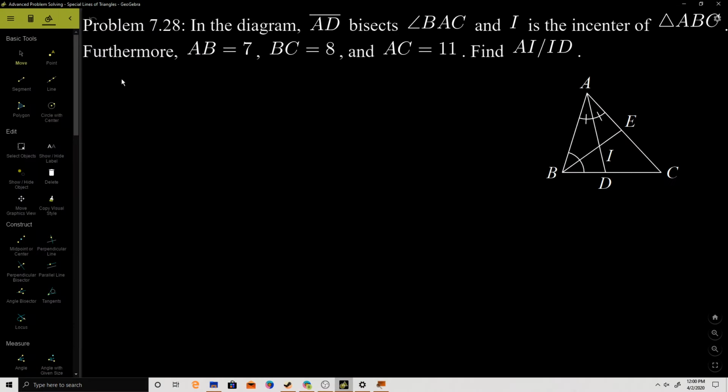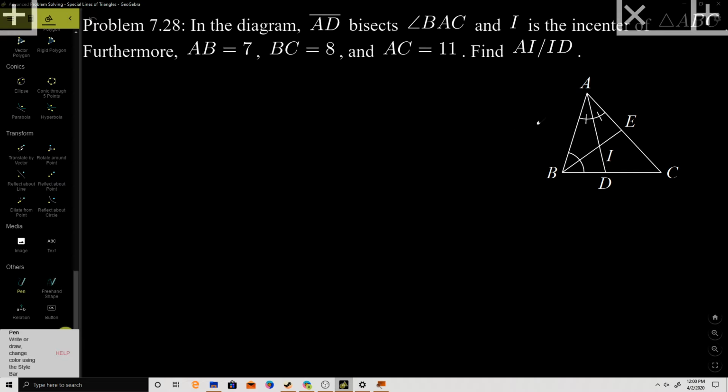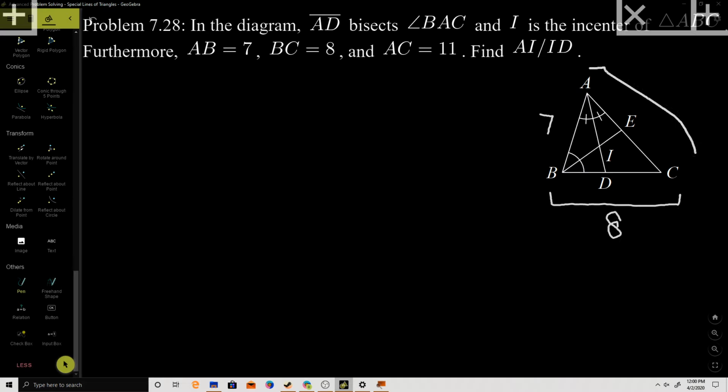Hello again. Our next problem, 7.28, says in the diagram AD bisects angle BAC and I is the incenter of triangle ABC. Furthermore, AB is 7, BC is 8, AC is 11. Find AI over ID. So I'm just going to mark some of these measures in the diagram. BC is 8, AC is 11.